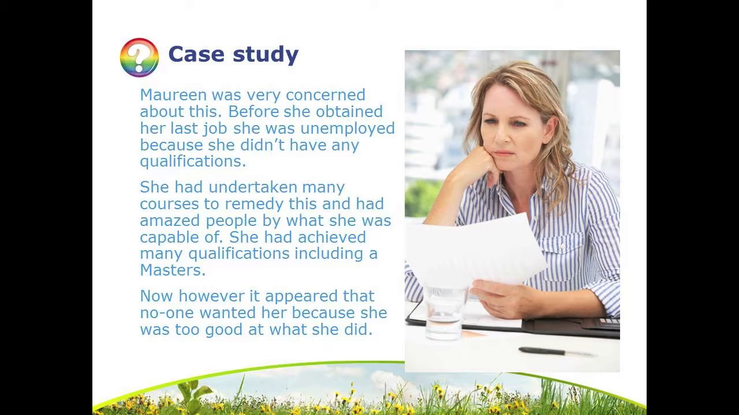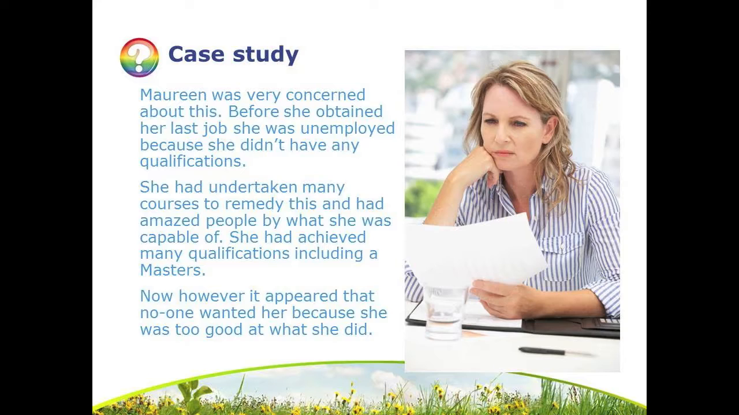Maureen was very concerned about this because before she had got her previous job, she was being told by people that she didn't have qualifications, and that's why they wouldn't employ her. But now she's undertaken lots of courses. She's done everything she can to remedy this. She's achieved many qualifications, but now it appears that people don't want her because she's too good at what she does.